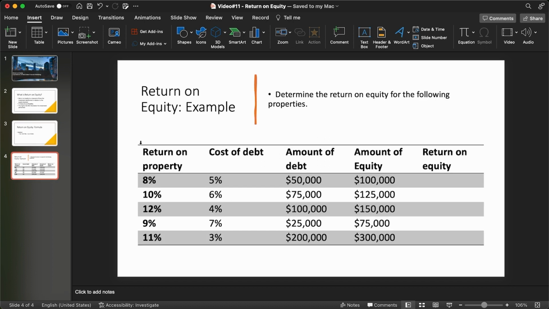So here is the example. We have five properties. We have the returns, and the cost of debt, which is essentially the interest you're paying on your debt. You have the amount of debt and the amount of equity, and we want to know the return on the equity that we invested.